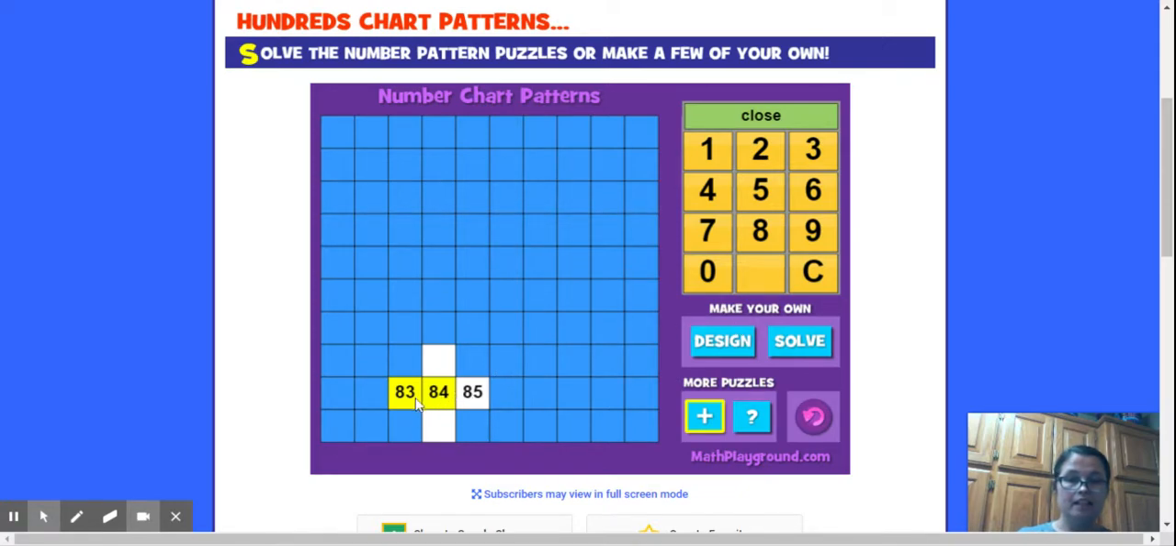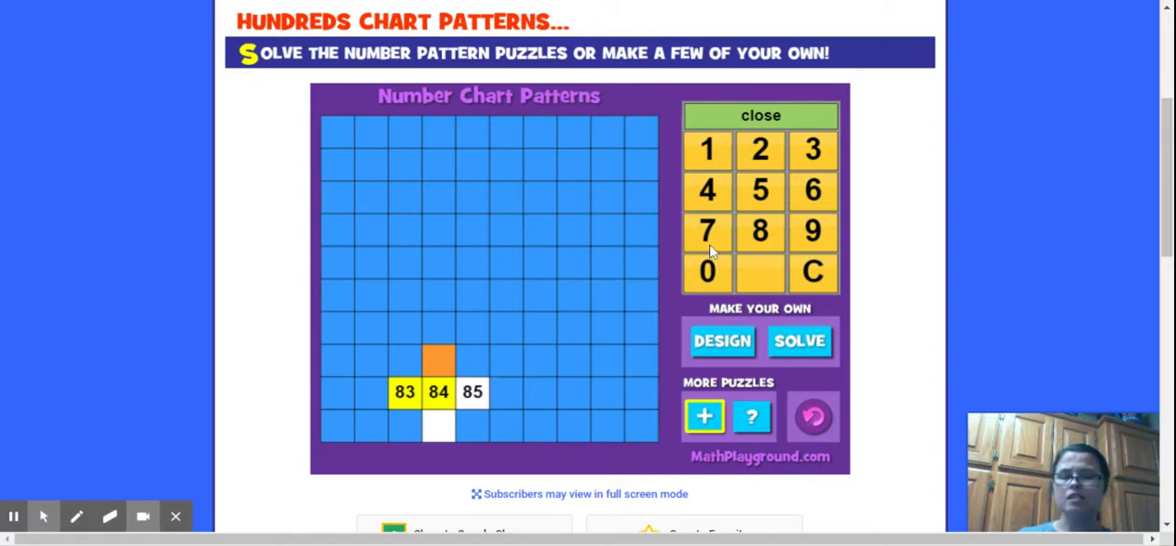So we filled in these two on this row, but now we have to think again about what we know about the columns on the 100th chart. We know that the number above has what in common with this number? Is the 8 going to be the same? Or is the 4 going to be the same? We think it's the 4, right?